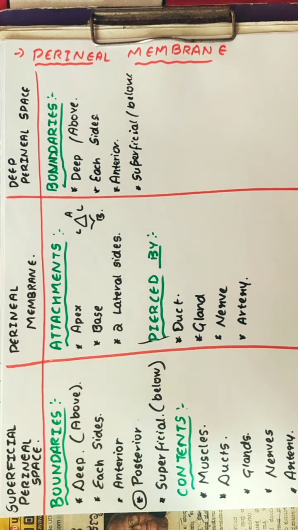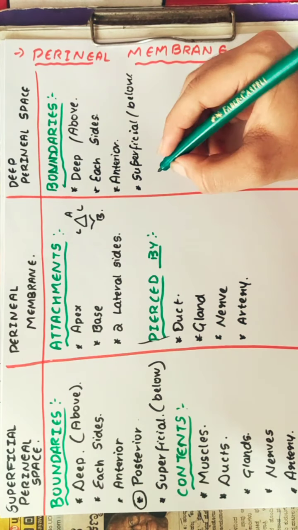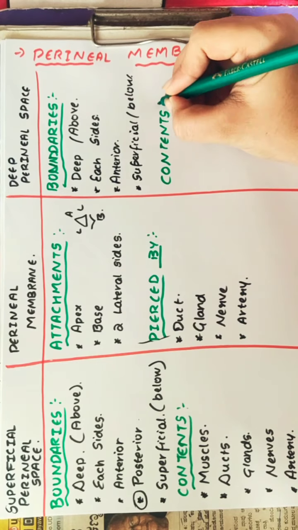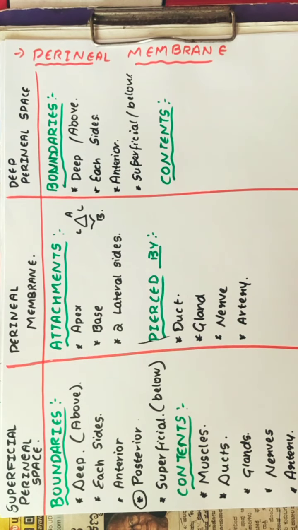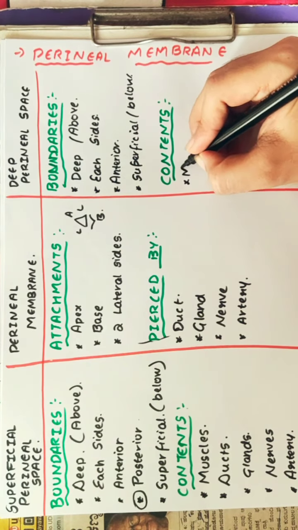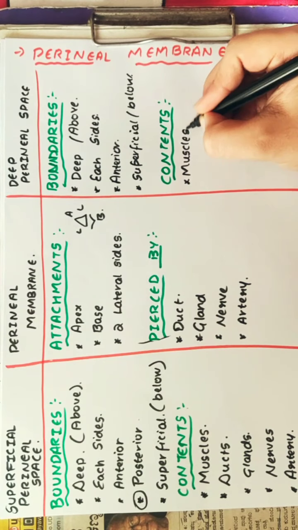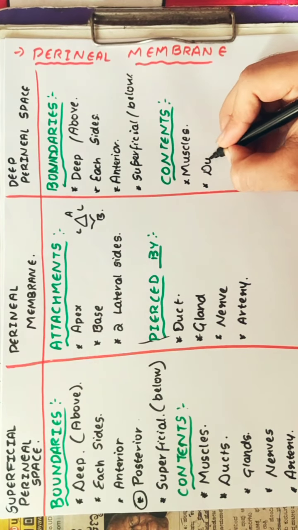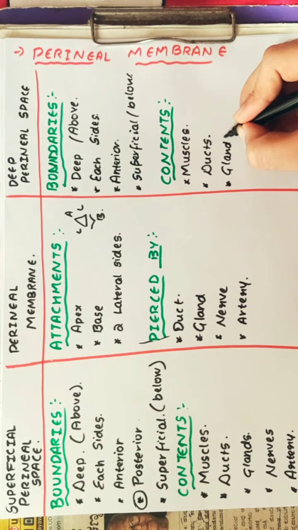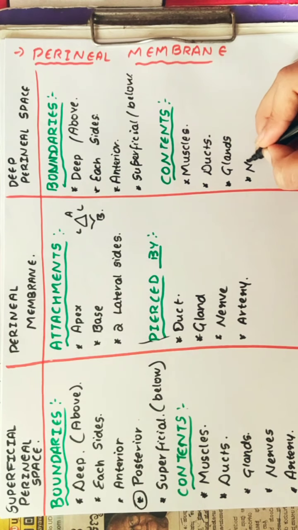Now we look at the contents, which are the same as the contents of the superficial perineal space. It has muscles, ducts, some glands, nerves and artery.